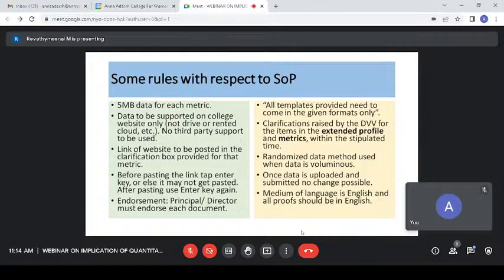So once we have seen this, let's go ahead. NAC gives the templates, and you have to follow those templates very religiously. You're not going to do any kind of change in the template. Then the data must come in that particular format only. The data cannot come in any other format.